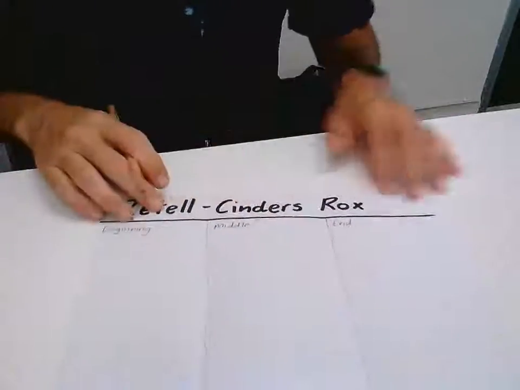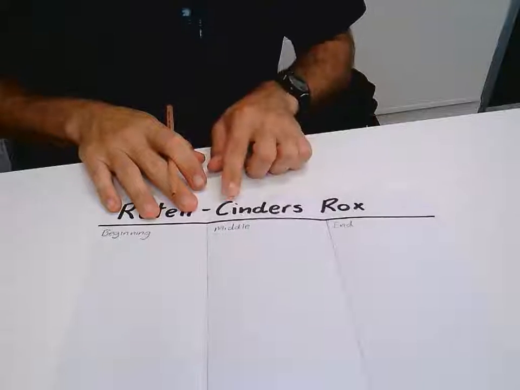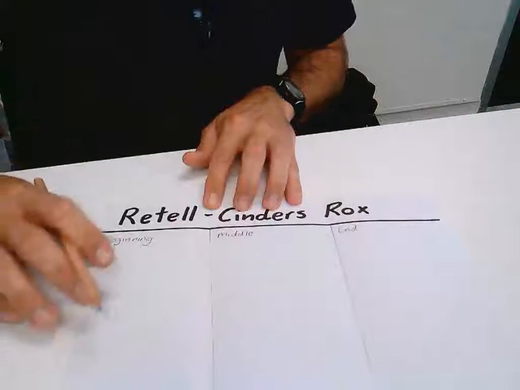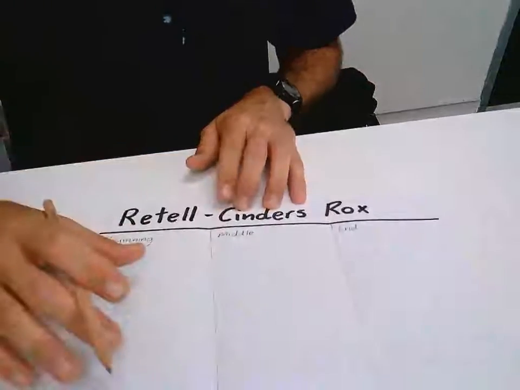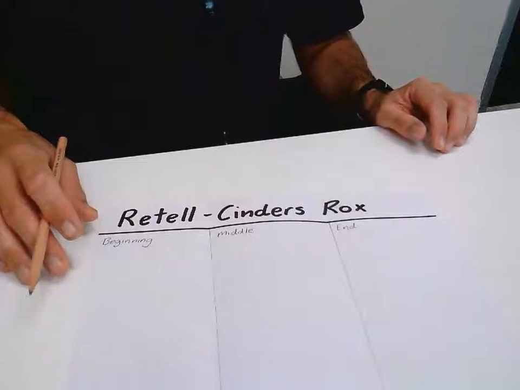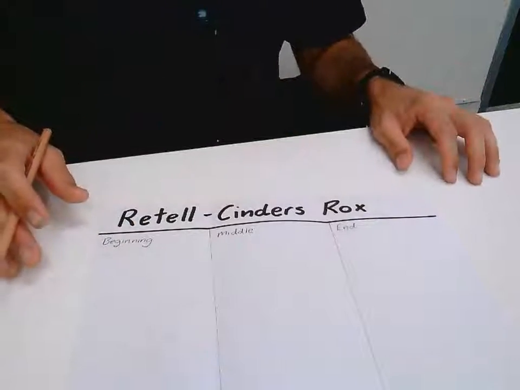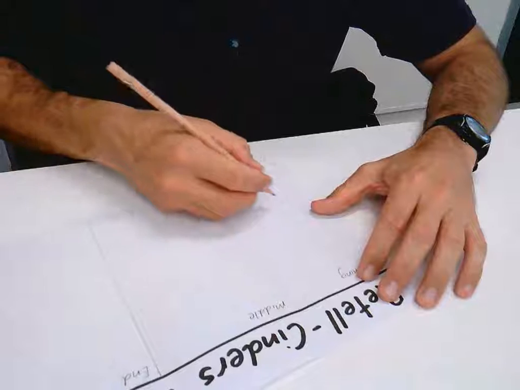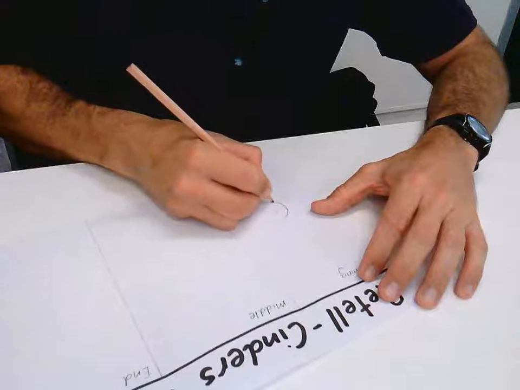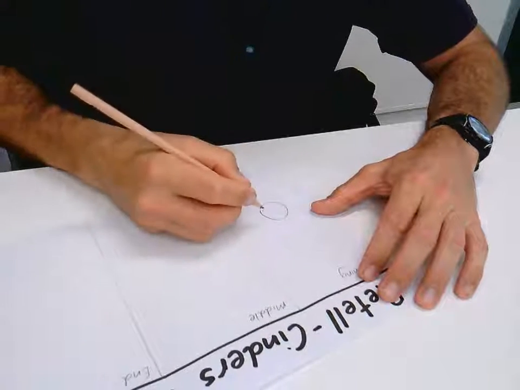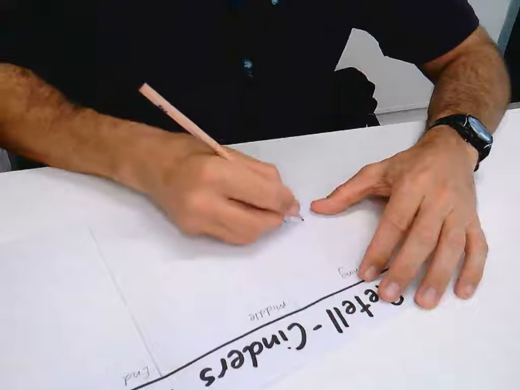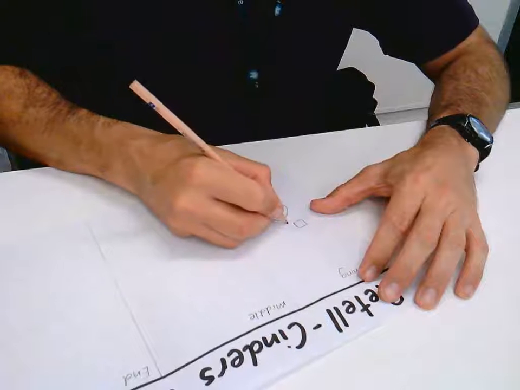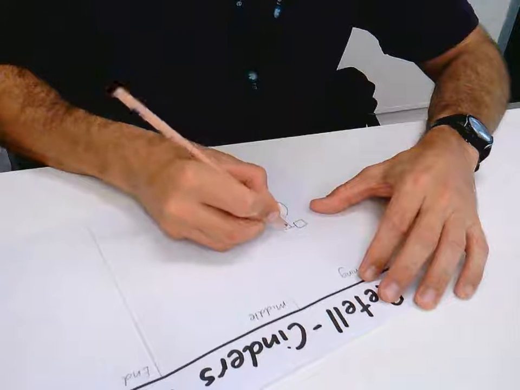With our retell, we're going to write the title across the top, Cinder's Rocks, and we've got the beginning, the middle, and the end. I'm just going to do this visually, so I'm going to draw a little picture for each to guide my thinking about what's happening through the story. So at the beginning of the story, Cinder's, she's a rock star, so I'm going to draw her a little drum kit because she's a legendary rock star in fairy tale land. So here's my drum kit.